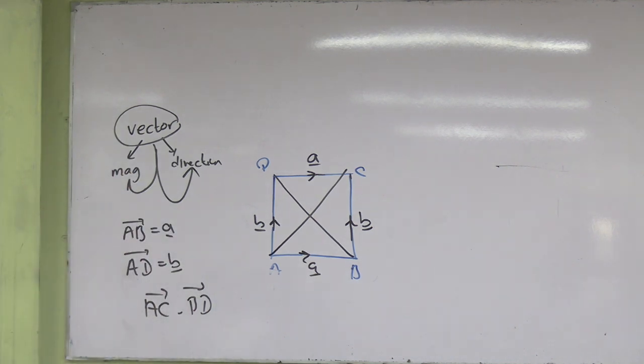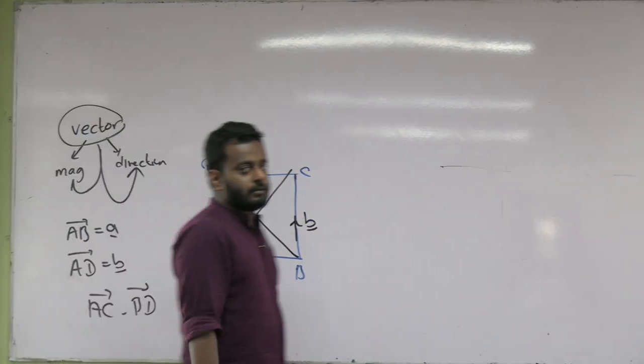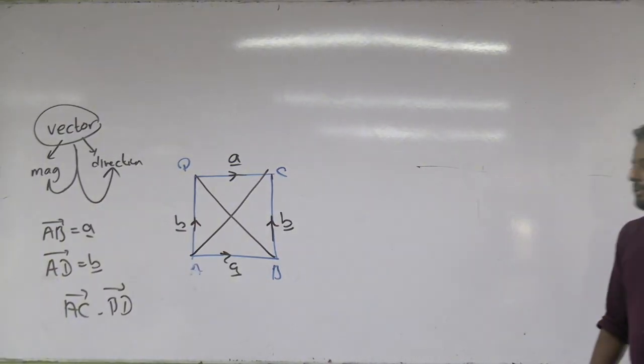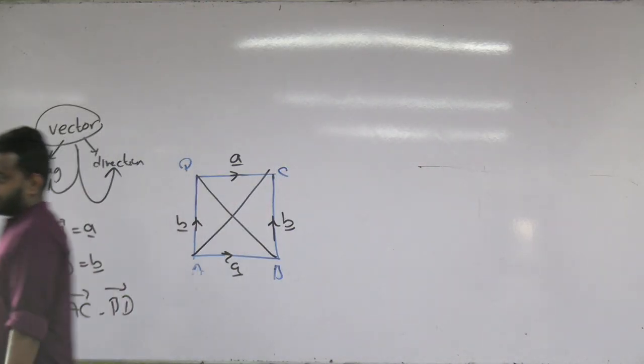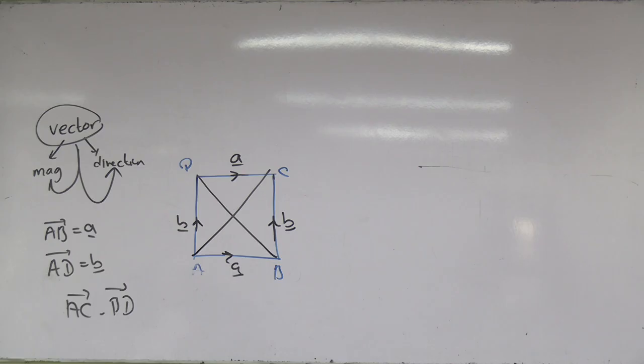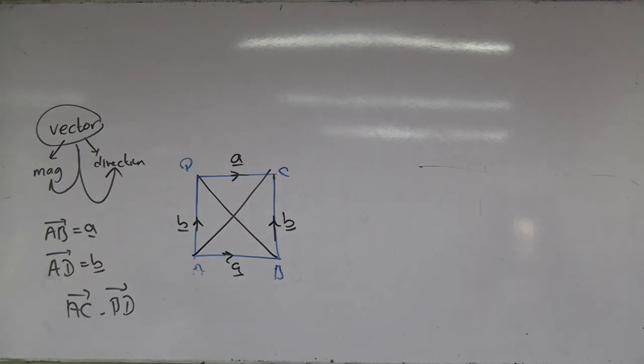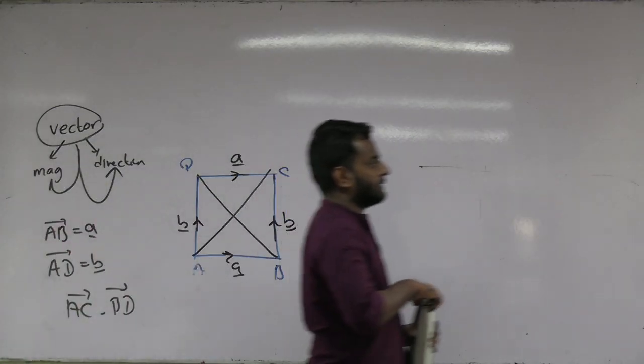Right, just draw this diagram. We'll write a small question like this. In a square ABCD, the vector AB is simple A and the vector AD is simple B. Find the vectors AC and BD.